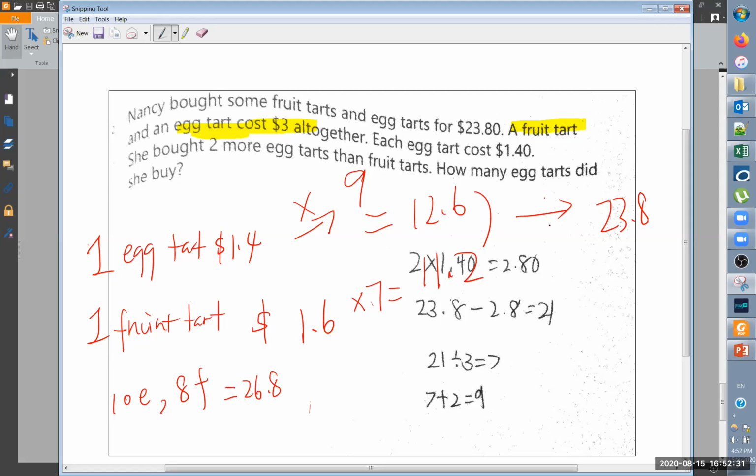Yeah, that is too far away from this side. So if 100 is too far away, the next number I try, I will cut it in half. I will try 50. 50 times 1.4? 70. It's still very far away, right? Yeah. So you cut another half.